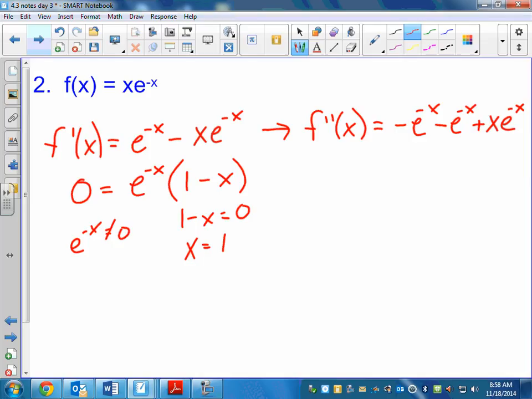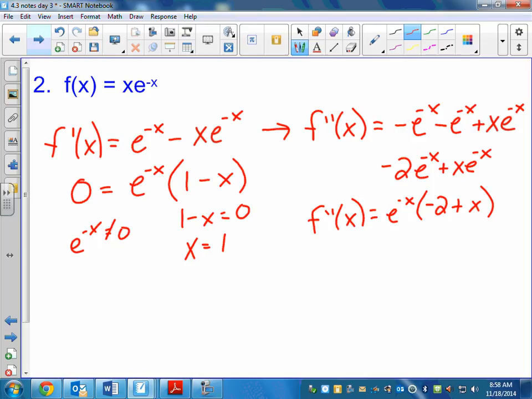You could actually put these together, they're the same. You could say that's negative 2e to the negative x plus xe to the negative x. I could factor out that e to the negative x and get negative 2 plus x.